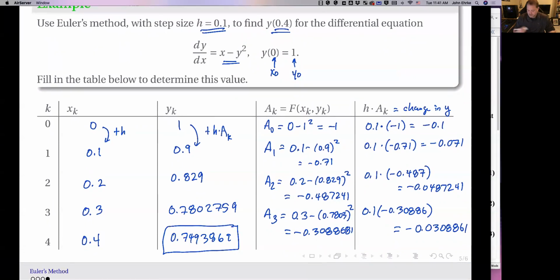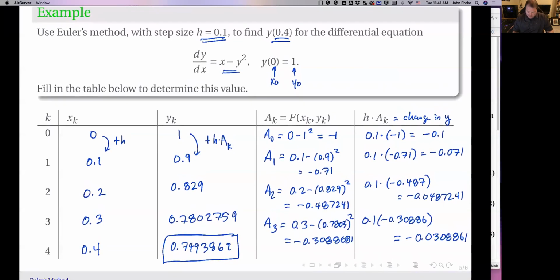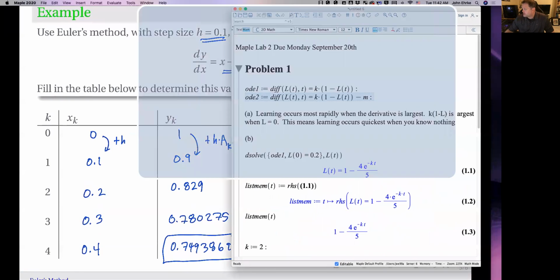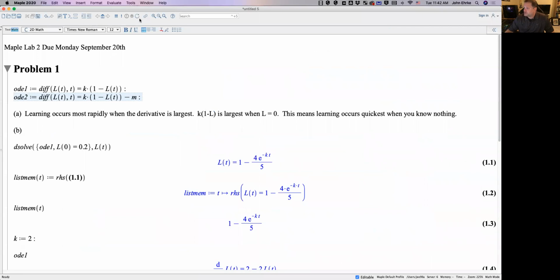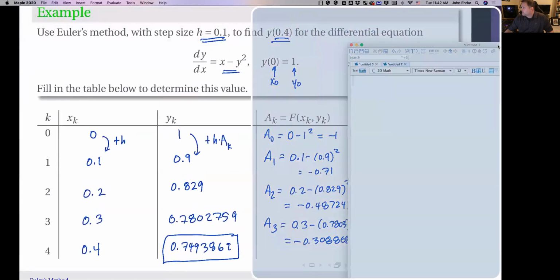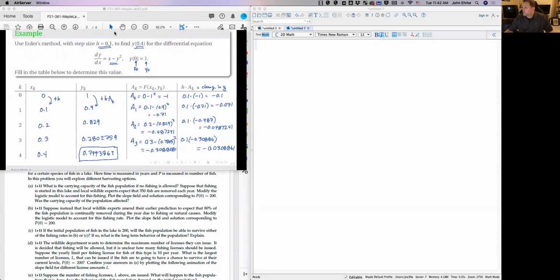And so the question is, how good a job did we do? Is that a good answer? Okay, so here's where I want to bring in a little bit of Maple to discuss what's going on here. So let me go back over to Maple, and I'm going to create a new file because what I'm about to look at isn't necessarily related to what we were looking at before.